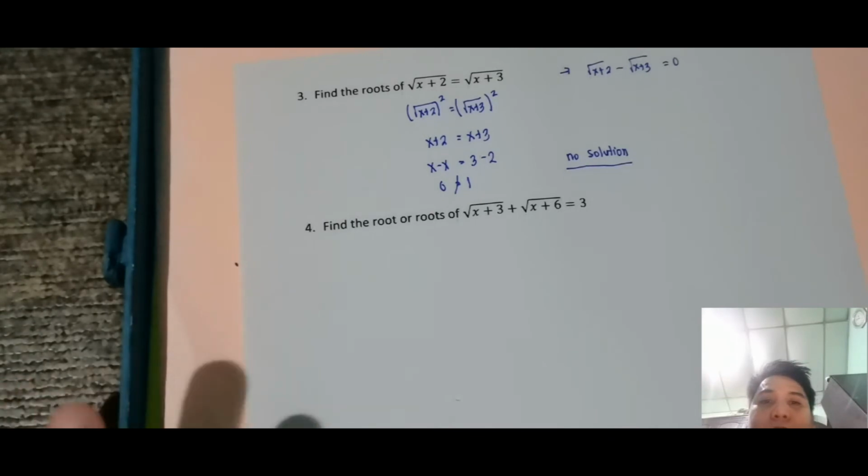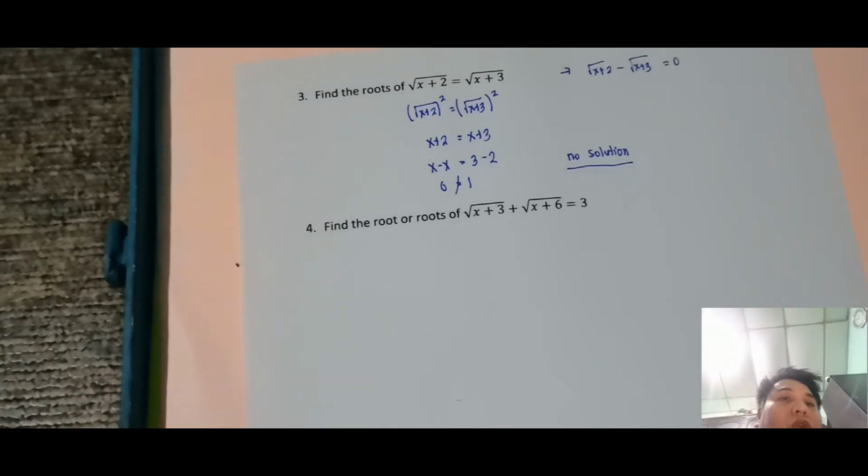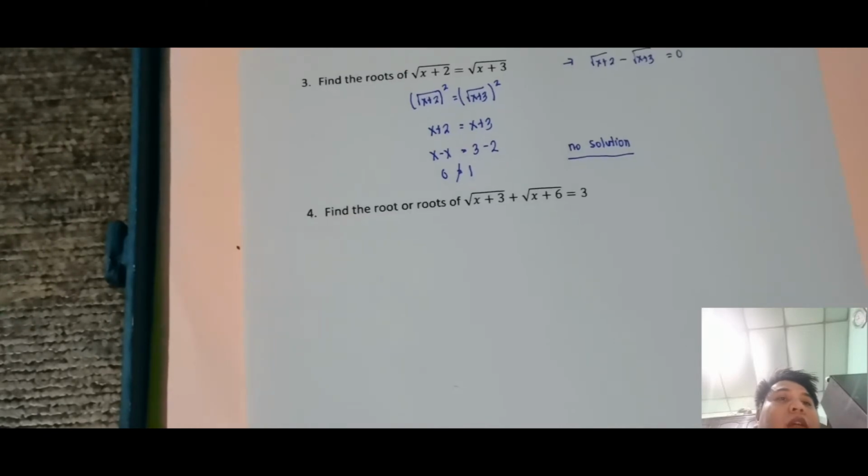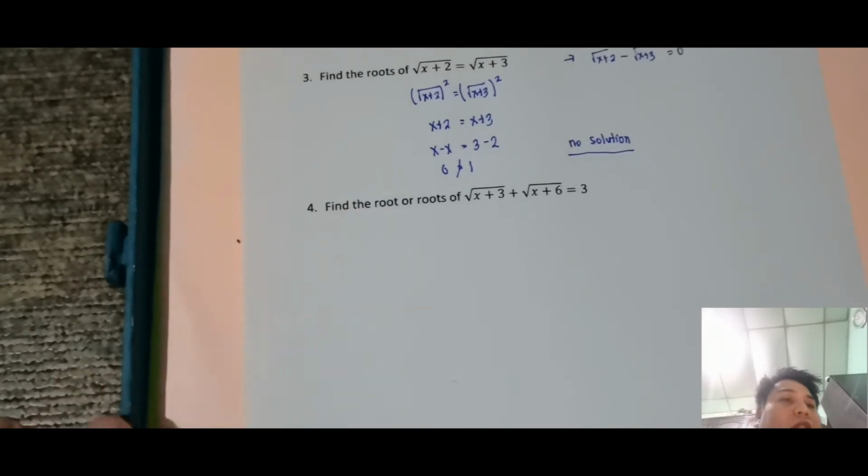Ayan. Number 4, tuloy lang natin. So ito naman sunod. Find the root or roots of square root of x plus 3 plus square root ng x plus 6 equals 3. Okay, so ito naman sinadya na. Nandun na talaga siya sa left side, lahat ng may square root. Tapos, yung kabila, wala ng square root. So, meaning, possible right away, pwede ka na mag-square.